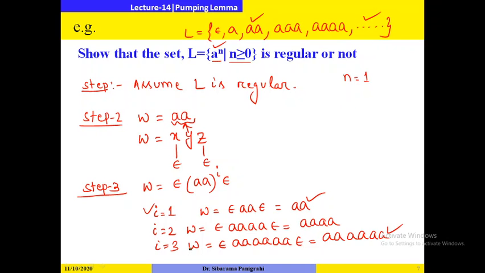So for each i greater than or equal to 0, the string generated by w equal to xy^iz belongs to the language. It means this language L equal to a to the power n, n greater than or equal to 0, is a regular language. If I were able to generate a string which is not present in L, then I could say that it is not a regular language. But as all the strings generated by xy^iz belong to this language, I can say that this is a regular language.